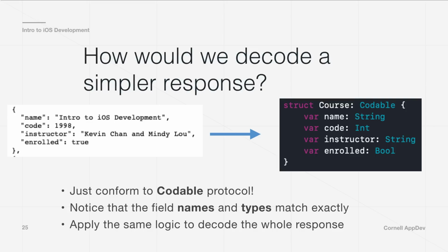And one thing to notice is that the variable names and the key names match exactly. So if you look at name's value, it is a string, intro to iOS development. Similarly, in our course object, you have a variable name and its value is string. And then similar for code, the value of code is an integer because it's 1998. Instructor is string, enrolled is Boolean. You have to match it exactly, or else the JSON decoder will not be able to properly assign the values from the JSON into your course object.